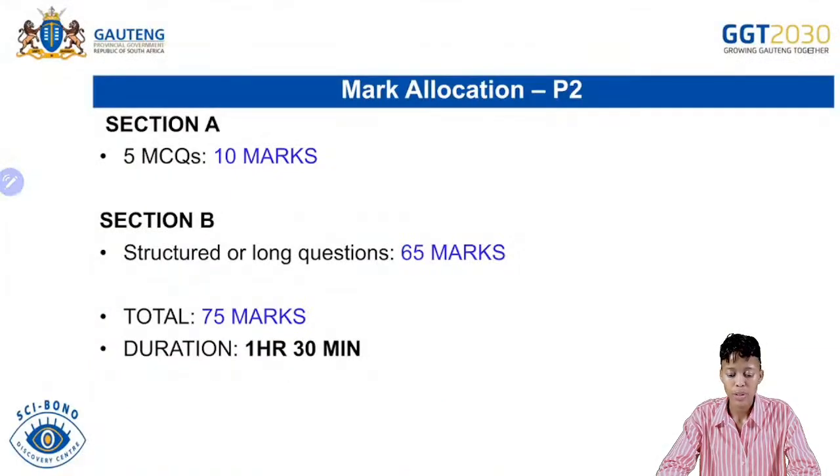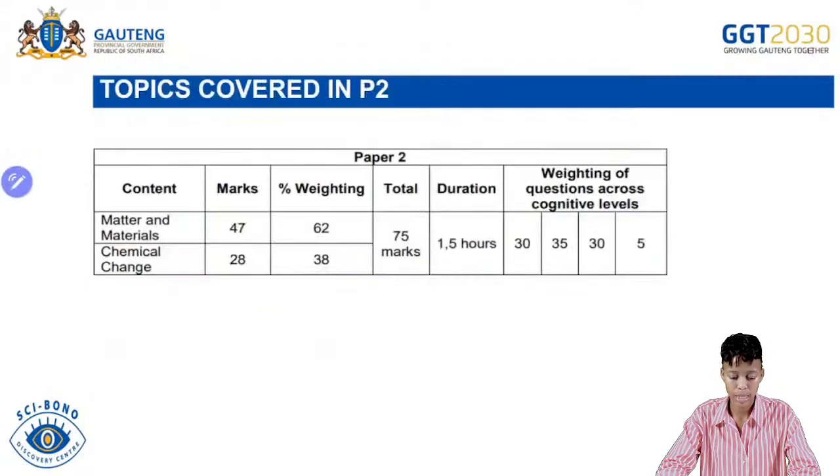Okay, so in terms of the mark allocation for paper 2, you have section A, which consists of 5 multiple choice questions, and that has a total of 10 marks. We also have section B, which consists of structured or long questions, and it consists of a total of 65 marks, and the total for paper 2 is 75 marks with a duration of 1 hour 30 minutes.